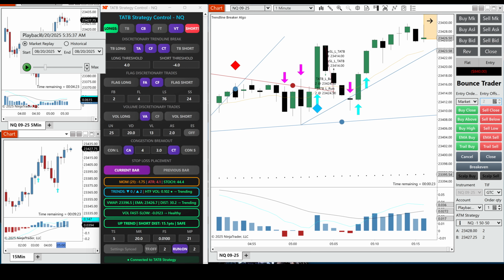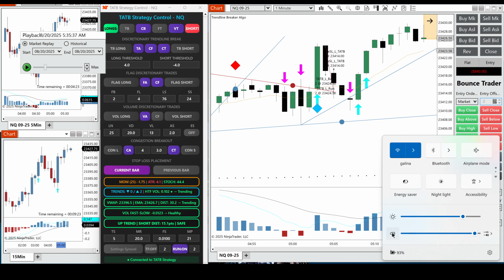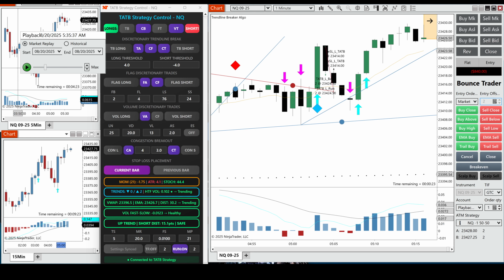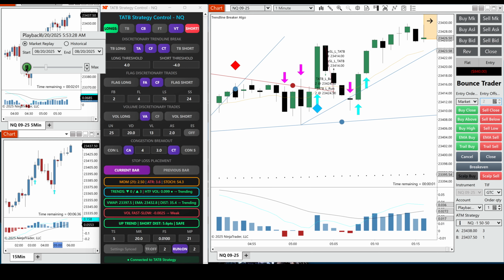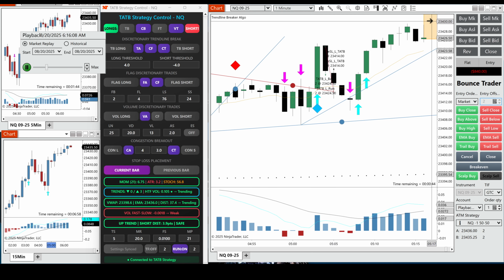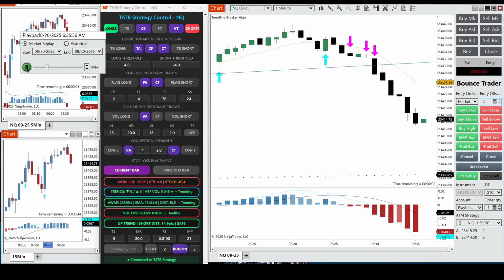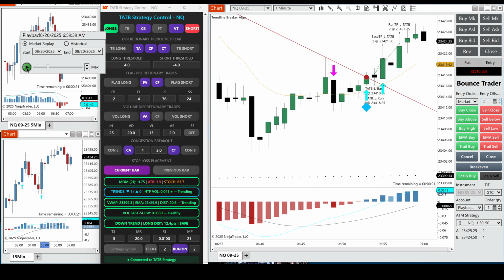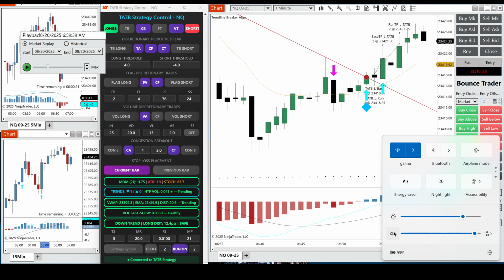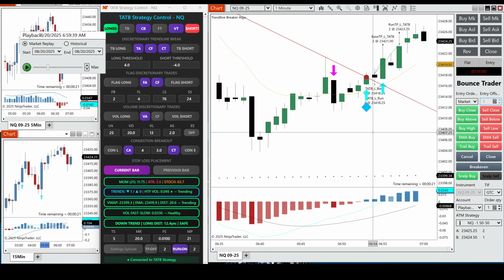Flag volume down setup. Sorry about that. Volume trend volume up setup. Volume down setup. Trend line volume up setup. So this also happened on the trend line break, but it wasn't trend line because this setup can happen not on a trend line as well.